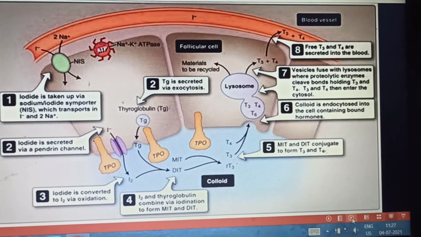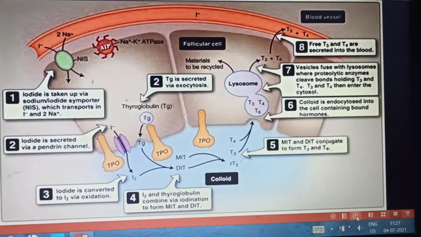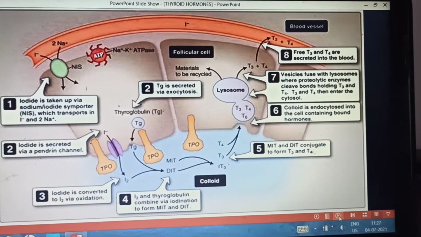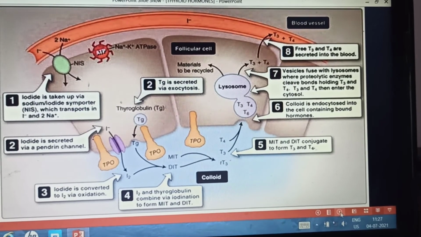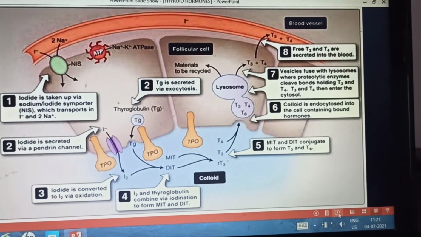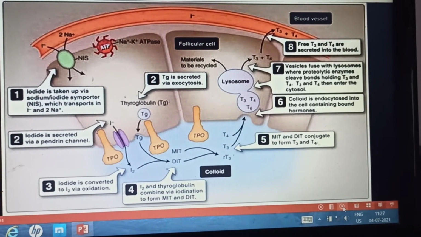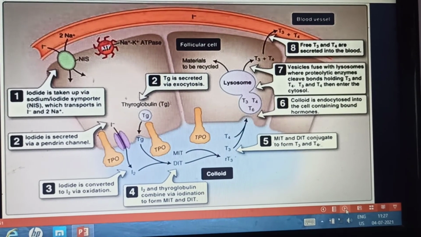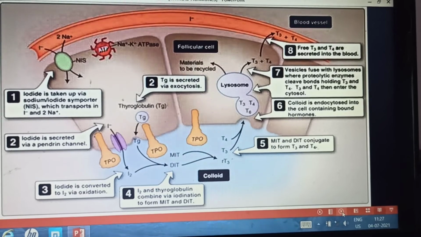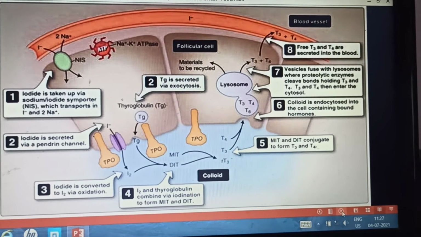Once the hormones are formed, the thyroglobulin colloid is endocytosed into the cell, and this colloid contains the bound hormones. Then these colloid vesicles fuse with the lysosomes, where the proteolytic enzymes cleave the T3 and T4. They release the bound hormone, and the T3 and T4 are released into the cytosol of the follicular cell. Next step, that is the 8th step, you can see that the free T3 and T4 are secreted into the blood. So in this way the hormones are secreted into the blood.